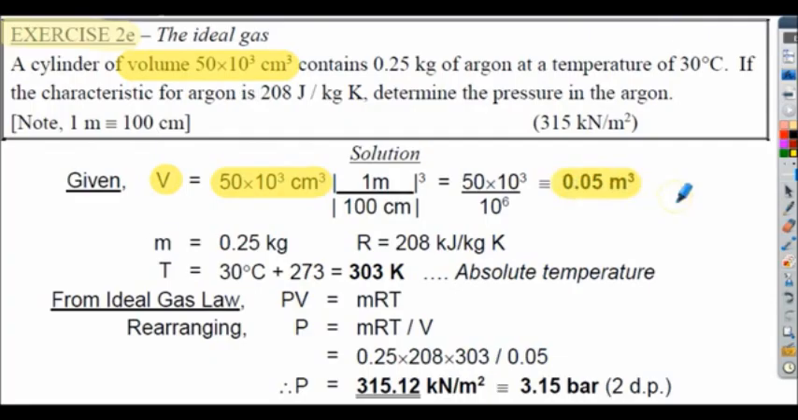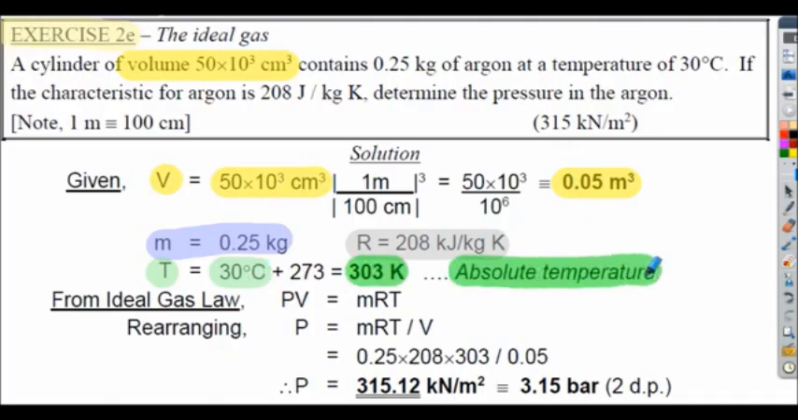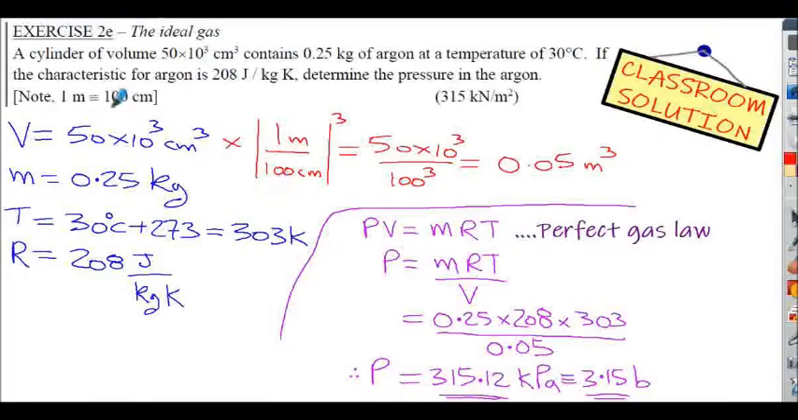So I must use mass given in the question, R given in the question, and a temperature converted from 30 degrees C to 303 K, absolute temperature. From the ideal gas law, PV equals MRT, we rearrange this time for P, and inserting the values, we find that P is 315.12 kilonewtons per meter squared, or that could be stated as 3.15 bar to 2 decimal places. Here's exercise 2E, the classroom work solution. Perfect or ideal gas law, rearranging for P.